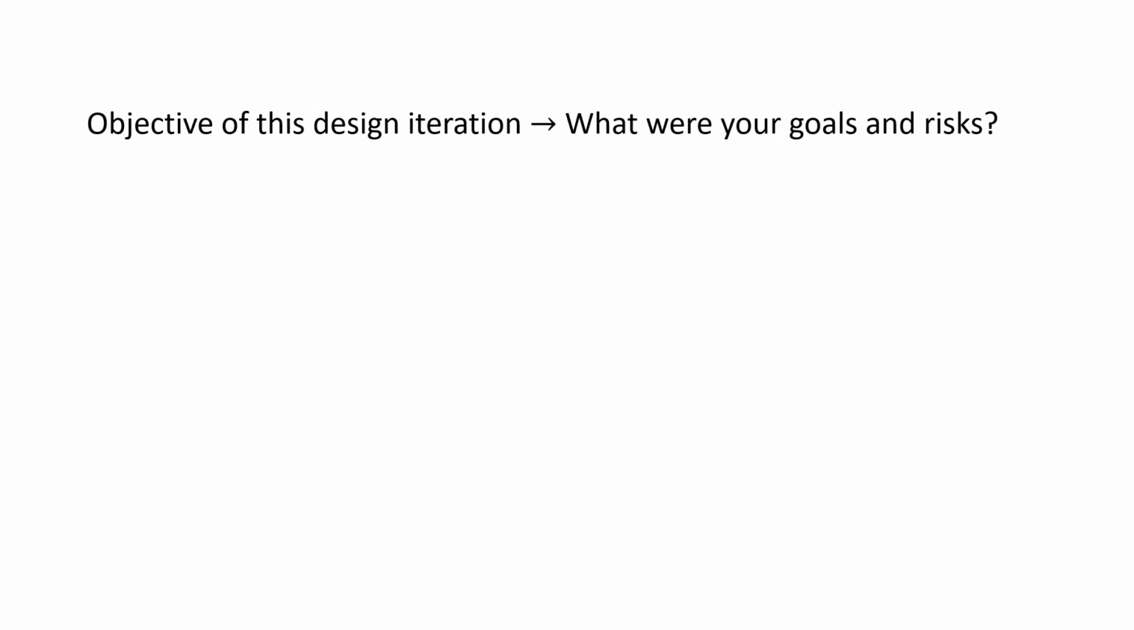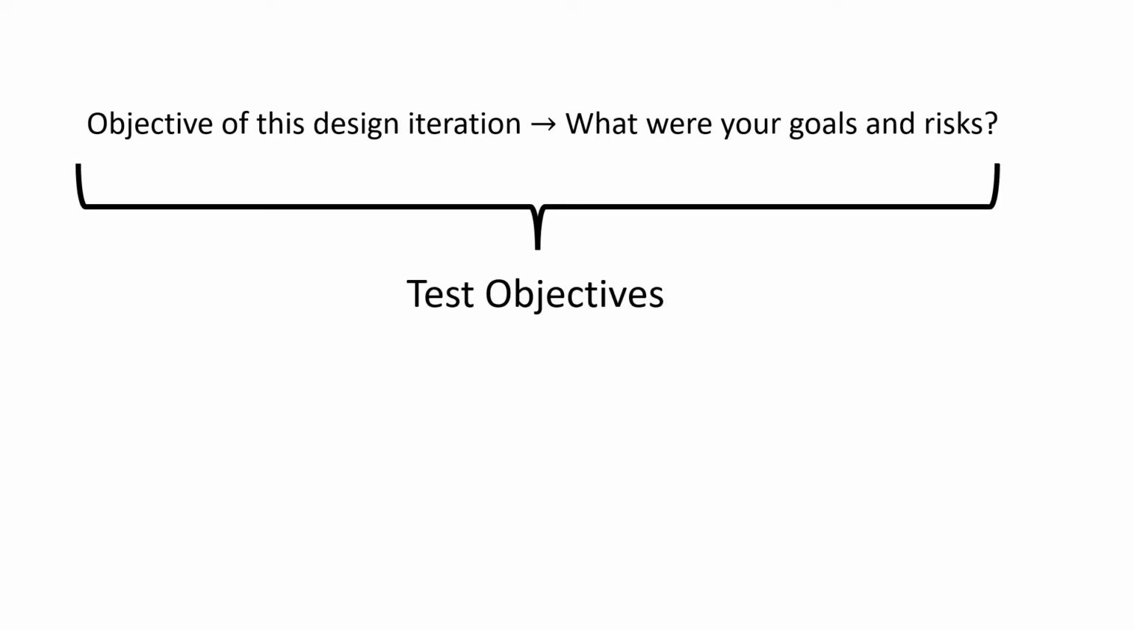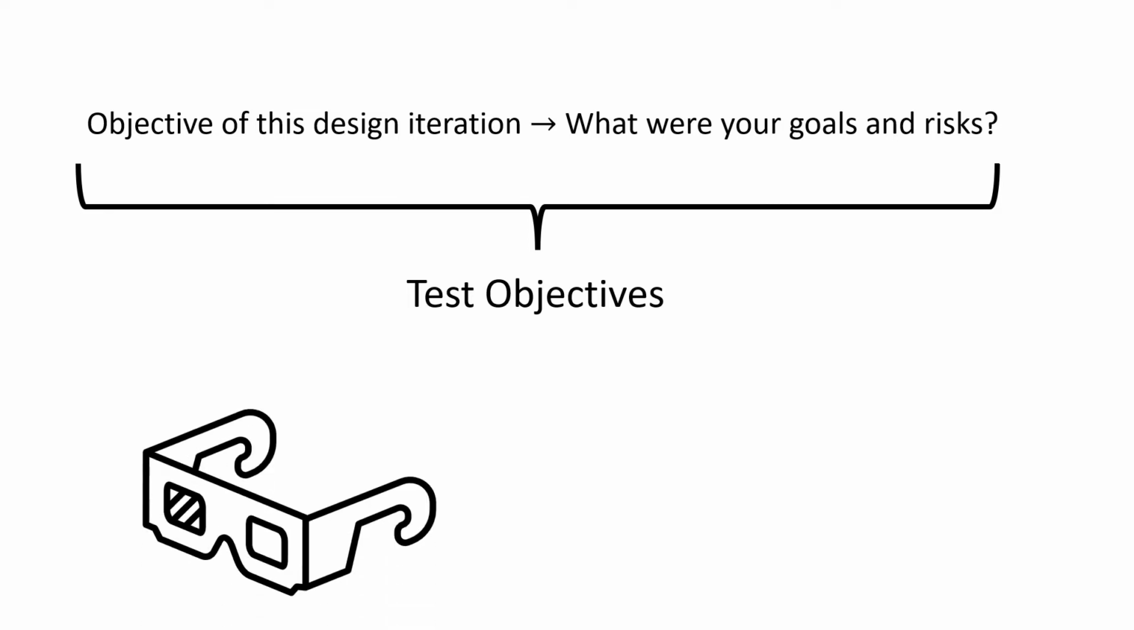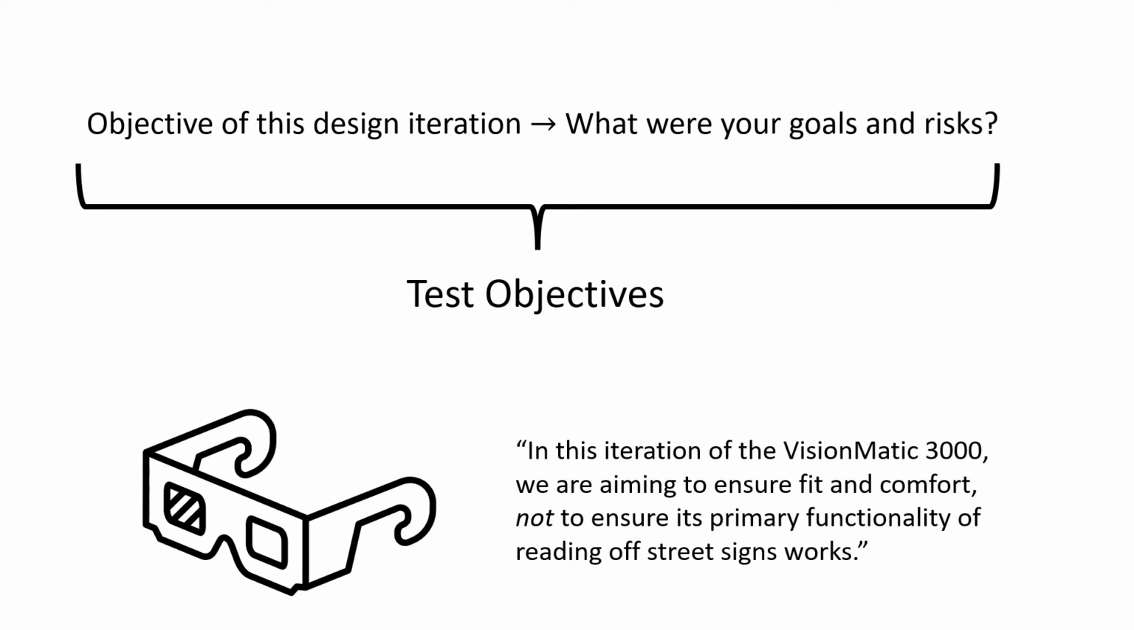First, we go back to the iterative design process we discussed earlier and think about this particular iteration. What was the objective? What were your goals and risks? That will inform the first item in the test plan, test objectives. In this example, we might say, in this iteration of the Visionmatic 3000, we are aiming to ensure fit and comfort, not to ensure that its primary functionality of reading off street signs actually works.